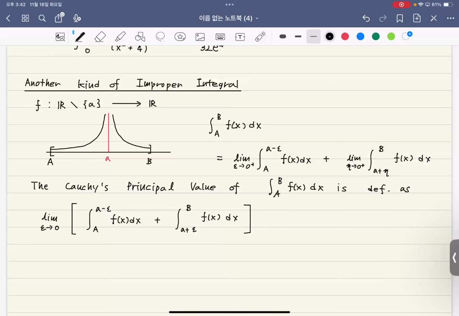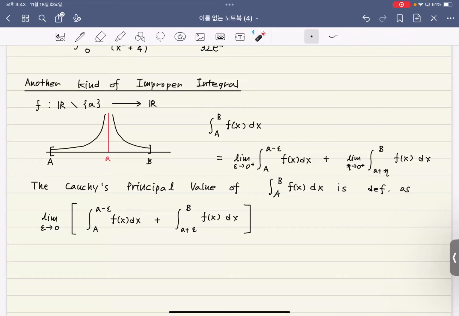Here we have two independent variables, epsilon and eta. But in this case, these two variables are the same thing. So as epsilon goes to 0, if this integral exists, then we say the Cauchy's principal value of this improper integral also exists. Therefore, if the improper integral exists in the traditional sense, then this one also exists, but the other way around is generally not true.